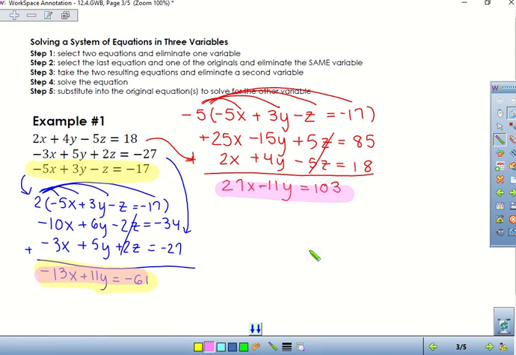Now with these two equations, I think elimination is going to be our best bet, because what do you notice about the y's right now? They're the same but opposite signs. So if I add those together right off the bat, that's going to yield a result that gets rid of one of the variables. So let's do that.